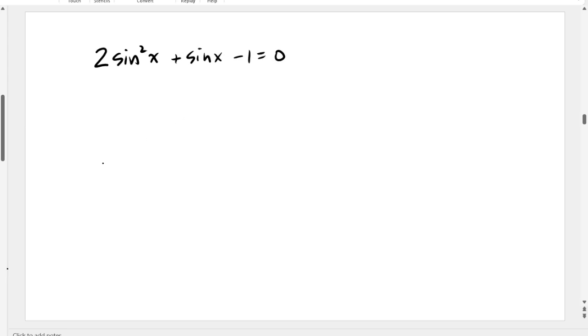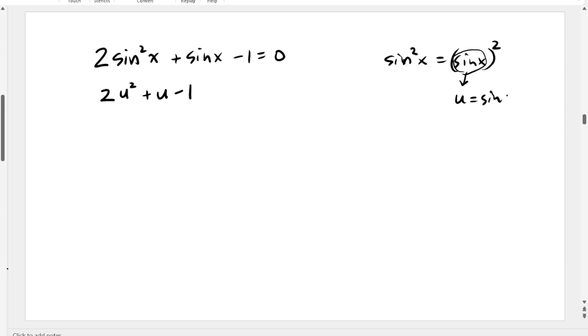How do we solve this? Well, see, sine squared of x, don't forget the convention that this is a shorthand for sine of x squared. I explained this last time. So if I take sine of x as u and do a change of variables, then this thing becomes 2 times u squared plus u minus 1. Okay? So if I set u as sine of x, the equation becomes a lot simpler. Okay, and that's the beauty of substitution.